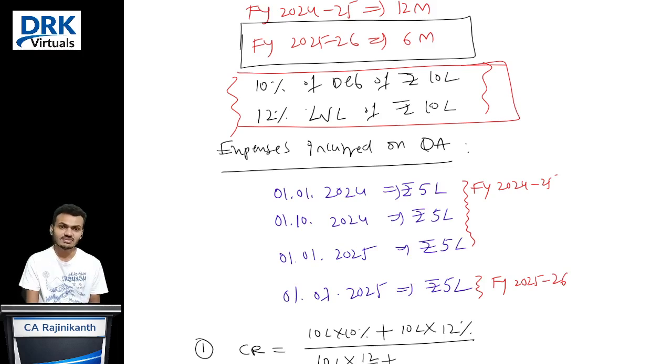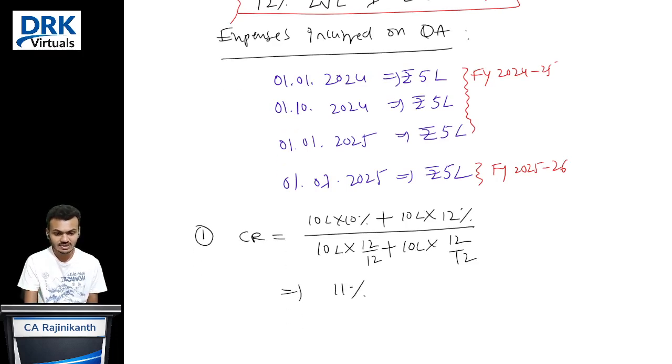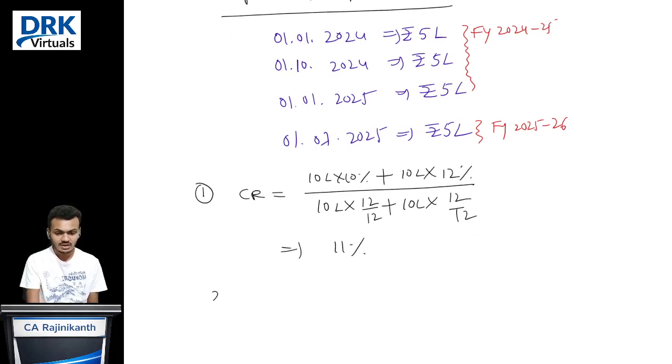If in exam, the loans are not outstanding throughout the financial years, we should be very careful with the denominator. We should not take 12 by 12. I already discussed that in previous two examples. Okay, very careful. So next one is what? That is also 10 lakh into 12 by 12. This is same example. We will get 11% as capitalization rate. Correct?